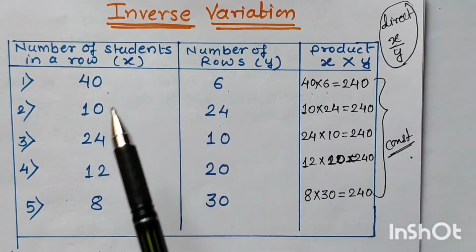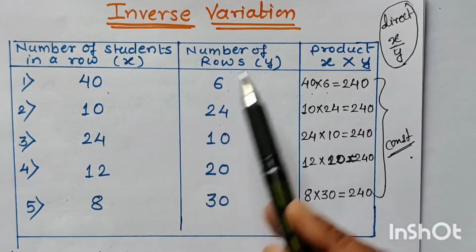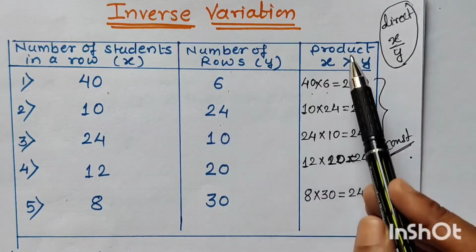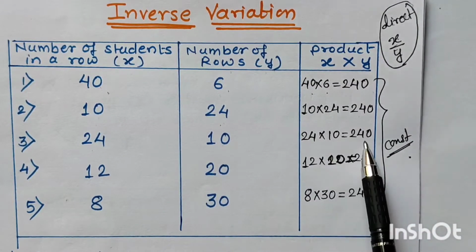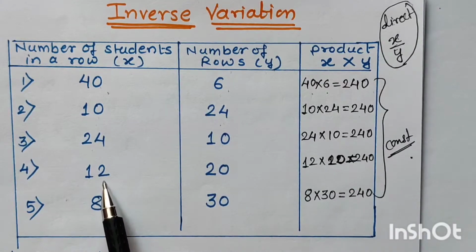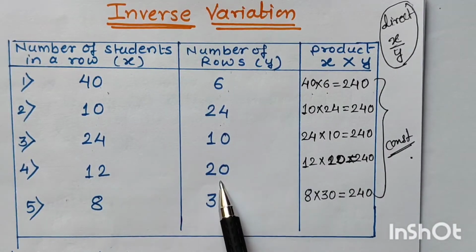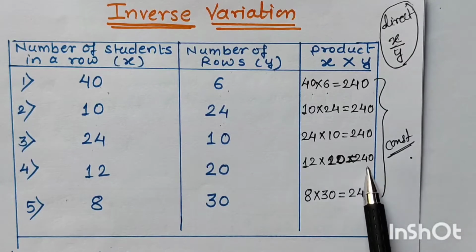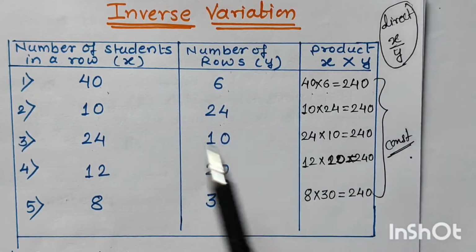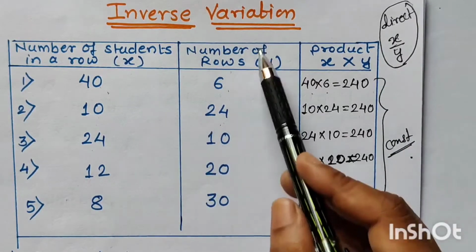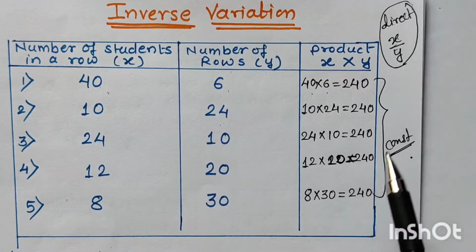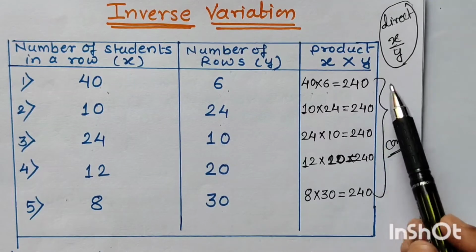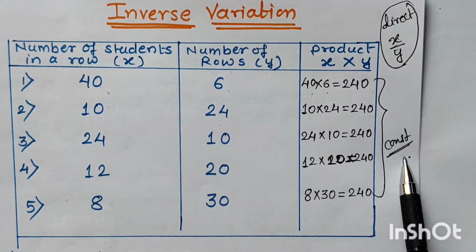When the number of students is 24, the number of rows is 10, and the product is 24 multiplied by 10, 240. Number of students 12, number of rows 20, 12 into 20, again we are getting the answer 240. Number of students 8, number of rows 30, 8 into 30, the answer is 240. So what we can see is that the product x multiplied by y is constant here.